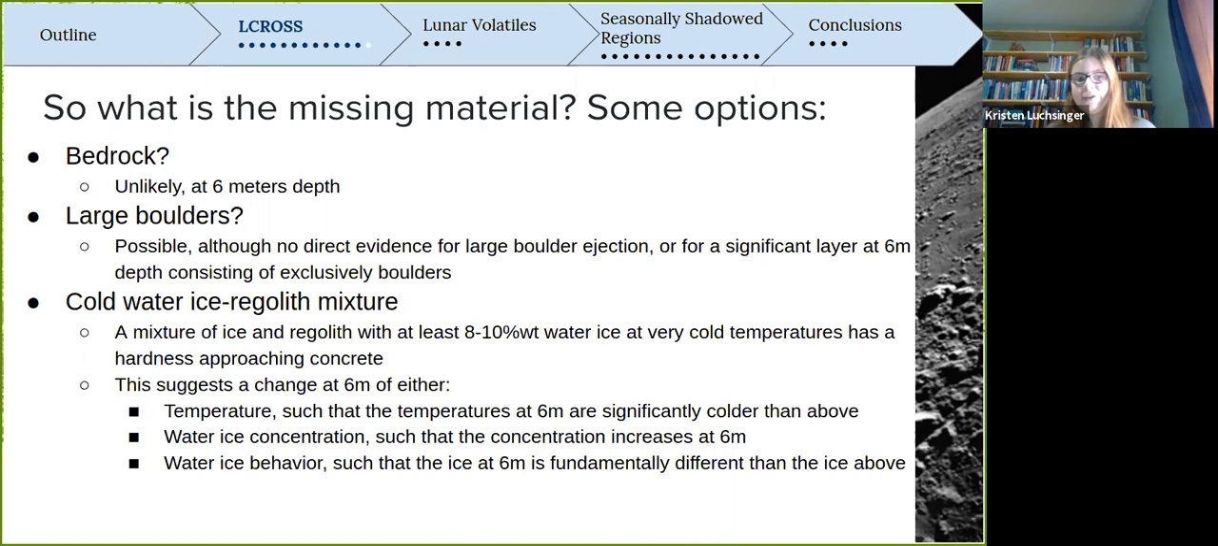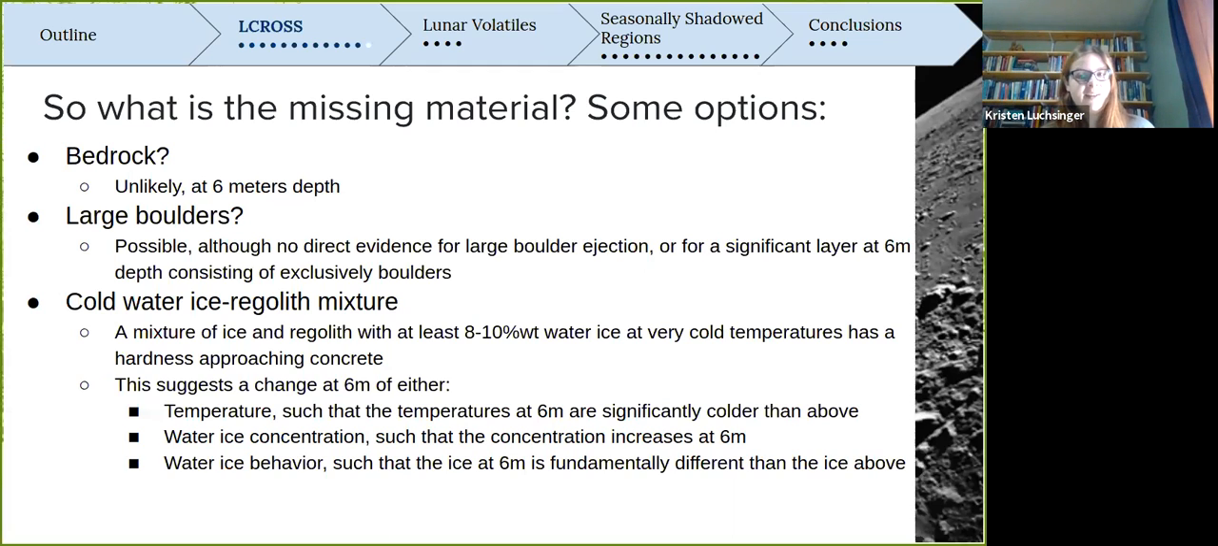What I think is really interesting is it might be a cold water ice or a cold water ice and regolith mixture. If you have a mixture of ice and regolith that has at least an 8 to 10% by weight water ice percentage, at very cold temperatures, it might have a hardness approaching concrete, which fits very well with this missing layer that we found. It fits the data very well.